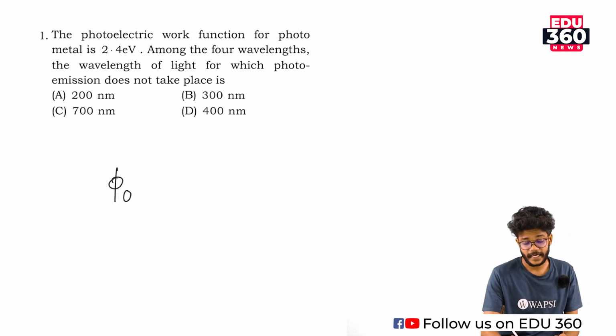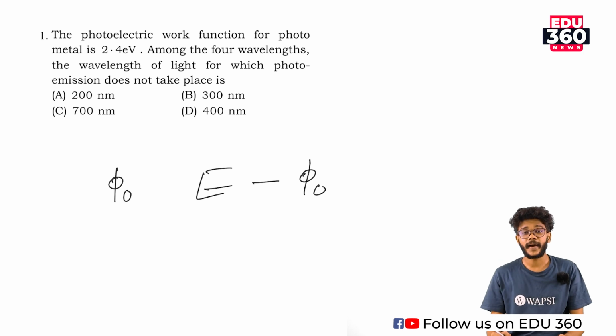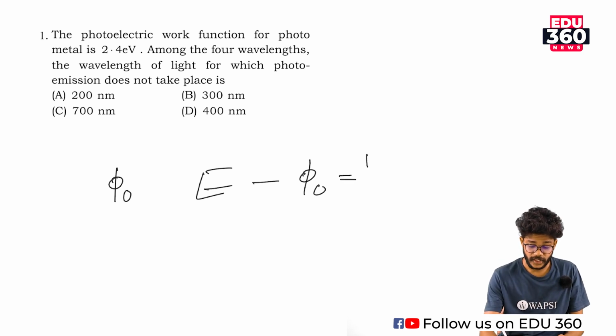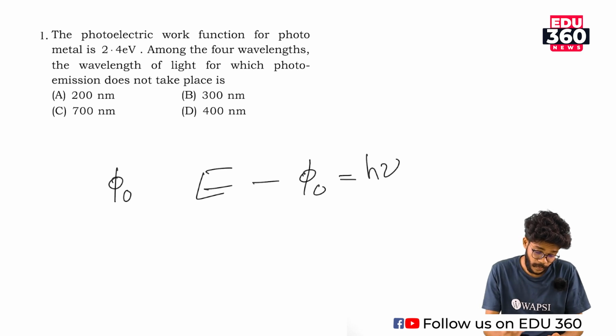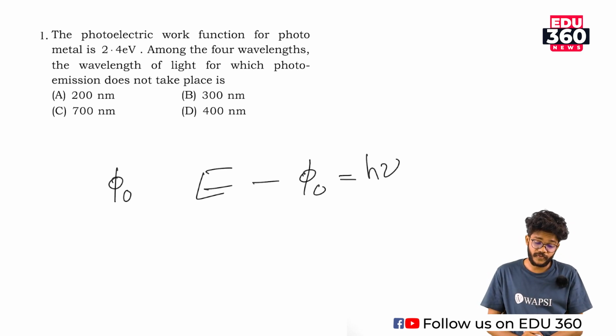Okay, so the incident energy of the photon is E and the work function is phi naught, and E minus phi naught gives h nu. That nu is the frequency of the ejected electron. With respect to that frequency we can find what the wavelength is and what the color is, whether it is visible or not. So for 2.4 electron volt, that is the work function.